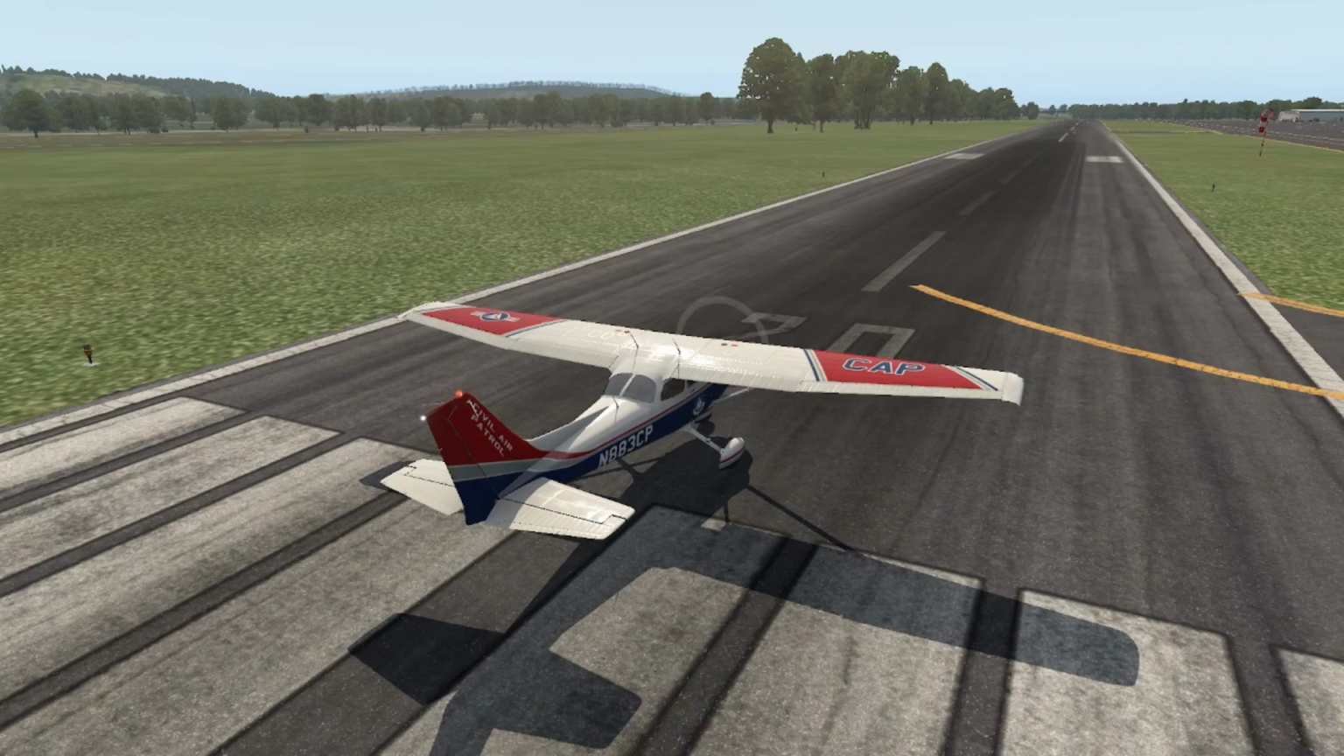The opposite is true if you're looking to roll and bank right. The right aileron is pushed up, pushing the right wing down, and the left aileron is pushed down, pushing the left wing up.